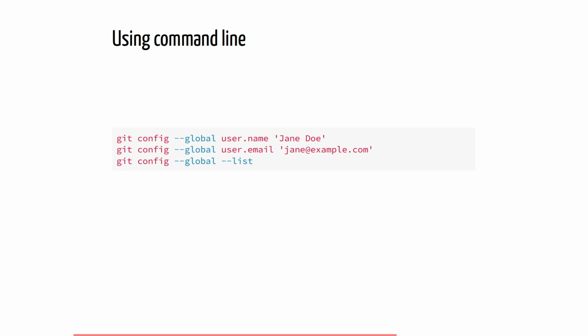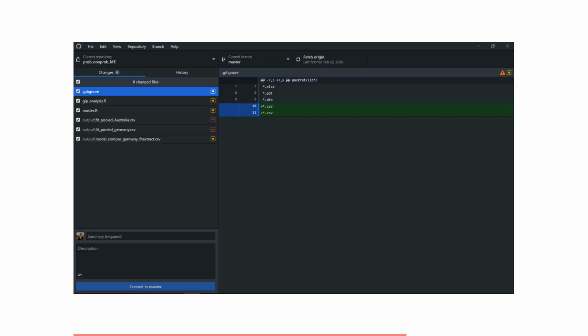So this is an example of using command line with Git. For example, if you want to define your user and your email address, and then see what other options and settings you have, you can use these kinds of commands. And it's very easy to look up different commands depending on what you want to do. Alternatively, you can use these interfaces.